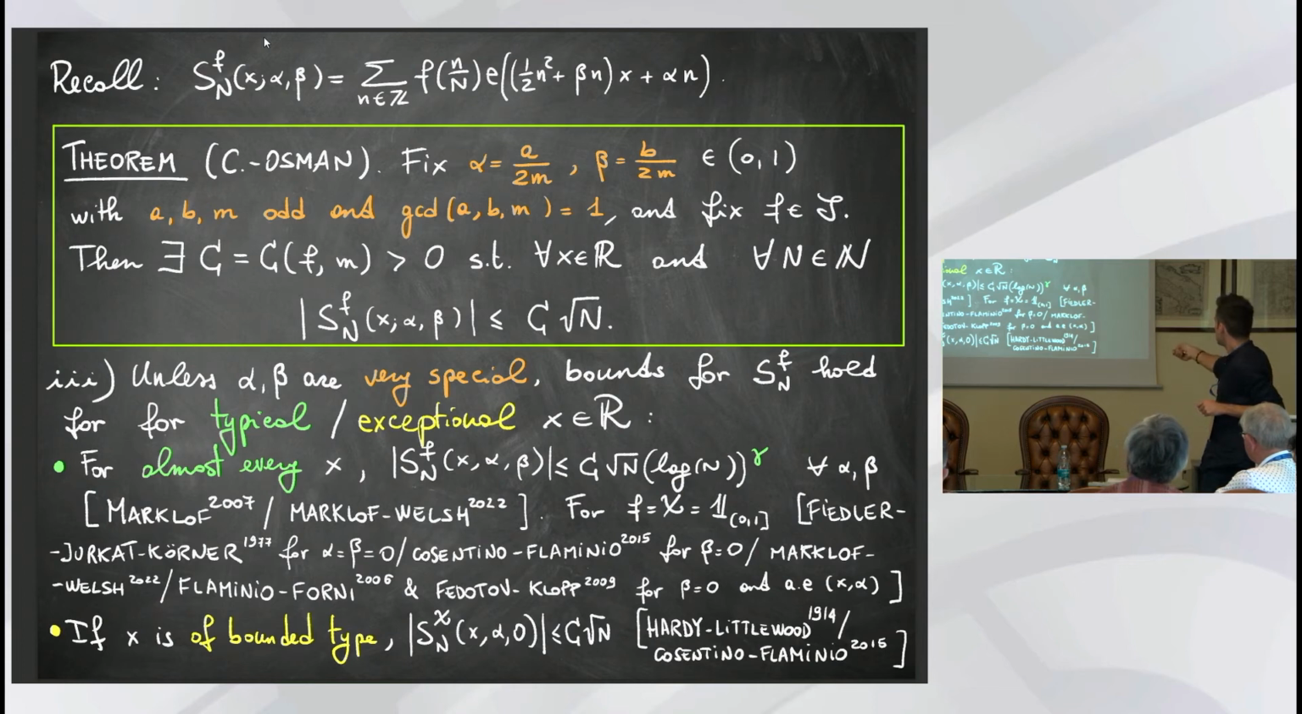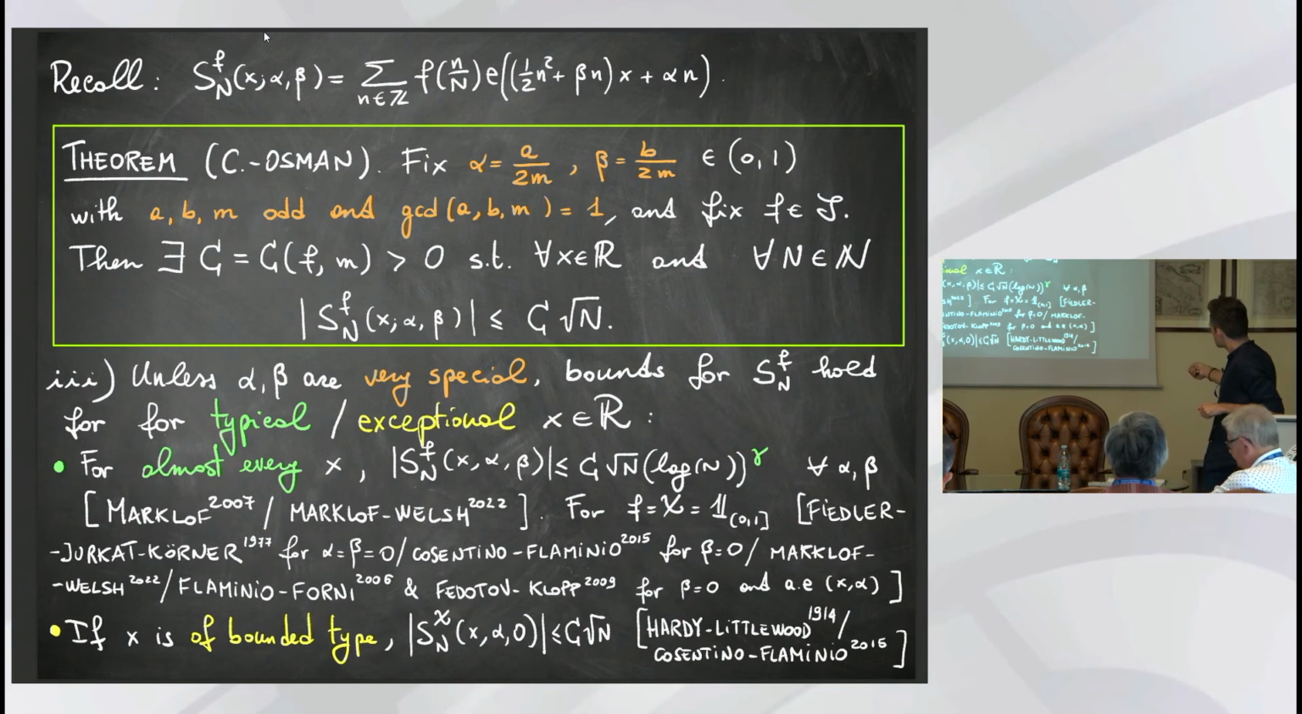In the particular case of f equal to an indicator, there's been a lot of other works, and I should mention, for example, down here, the work of Flamini and Forni or Fedotov and Klopp, where I'm really underselling their results, because here I'm simply saying that you randomly choose x and alpha, but it's actually more subtle, because the result is stronger: if you give me alpha, then I can find a full measure set of x's which depends on those alpha, and for those x and alphas, I can get a bound again of this kind.